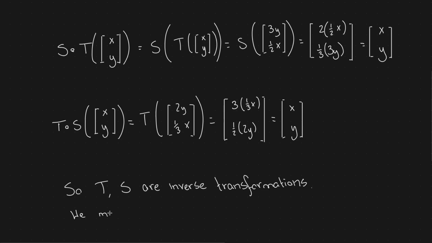We might write S is equal to T inverse and T is equal to S inverse. Okay? Here, note the inverse notation is meant for functional inverse. That's a little different from a multiplicative inverse, like when we have a matrix inverse. The idea is similar, though. It undoes whatever the first operation did.